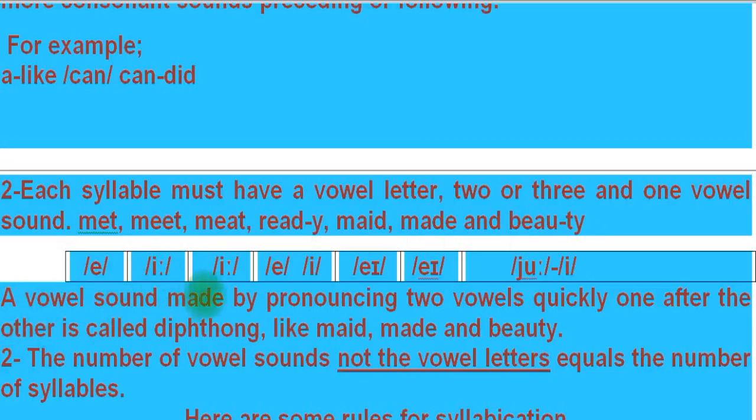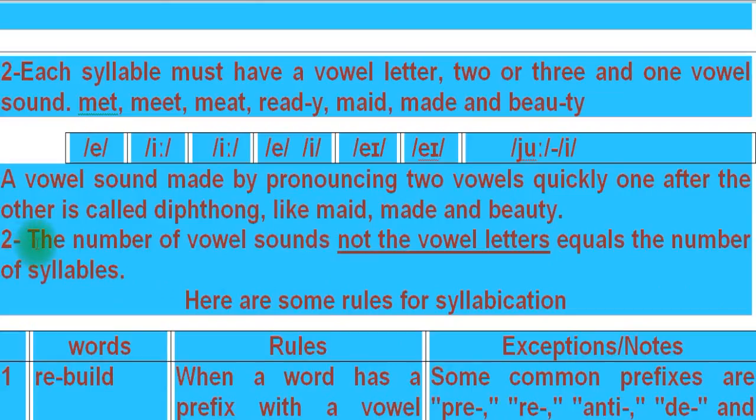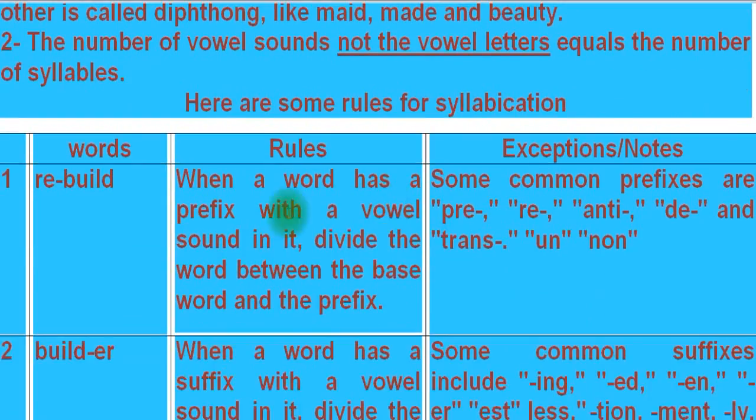A vowel sound made by pronouncing two vowels quickly, one after the other, is called a diphthong. One, made, and built. The number of vowel sounds, not the vowel letters, equals the number of syllables. Here are some rules for syllabication.